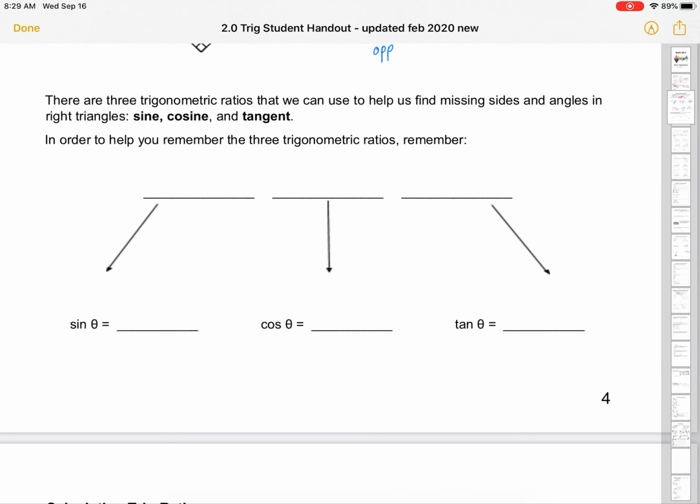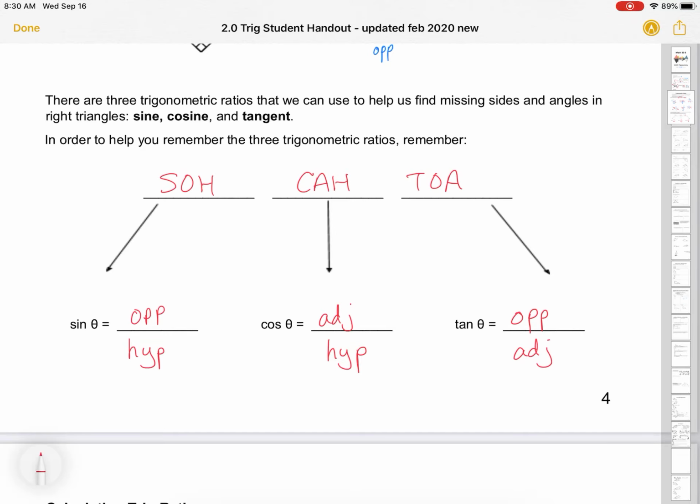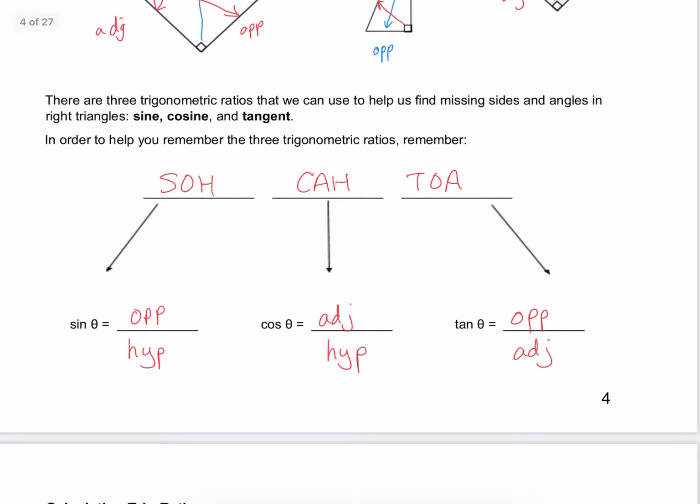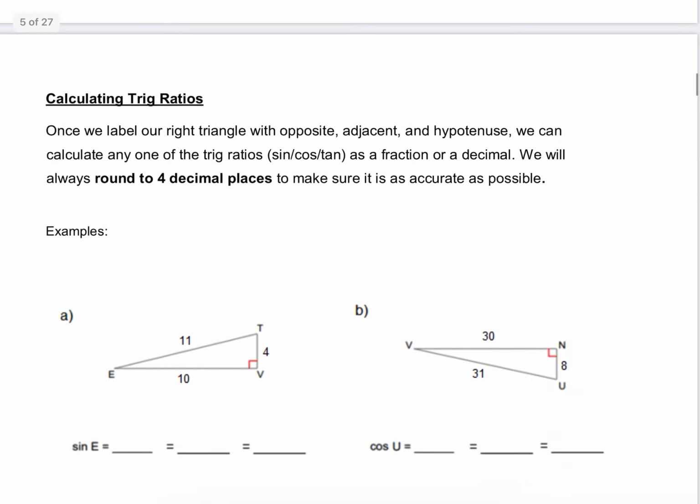Here we go. There are three trig ratios we can use to help us find missing sides and angles: sine, cosine, and tan. In order to remember the three trig ratios, we're going to remember Soh Cah Toa. This is a little mnemonic device to help us remember. Sine is opposite over hypotenuse, cosine is adjacent over hypotenuse, and tan, which we're really familiar with from last unit, is opposite over adjacent. So you can see that memory tool for remembering those relationships.